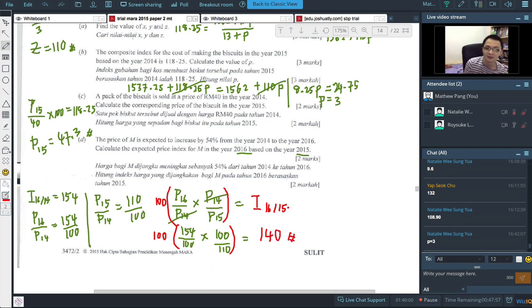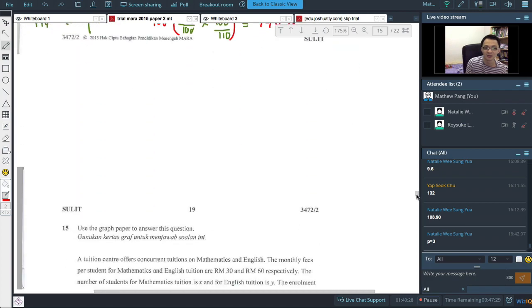But basically the idea is exactly the same. So for just now, price 16 over price 15, actually you already wrote over here, this one is equal to the whole thing here. Just now I skipped it. You actually have to write this one multiplied by 100, then only apply these two into here to get this one. Then you solve until the end, you can get 140. Alright, 10 marks for index number.